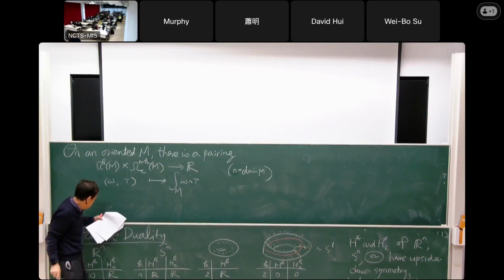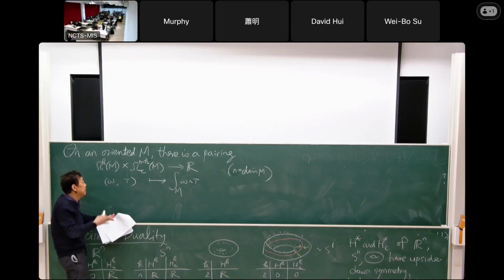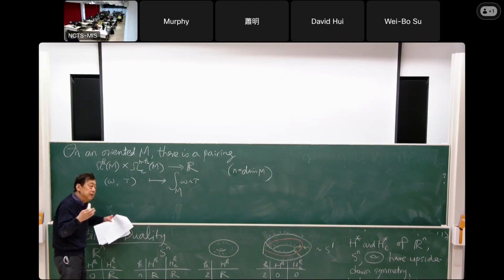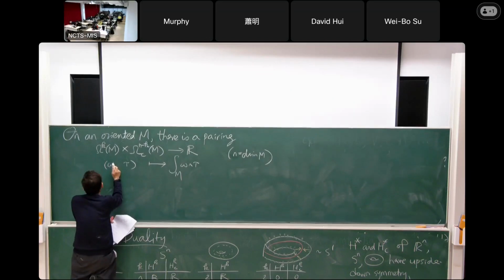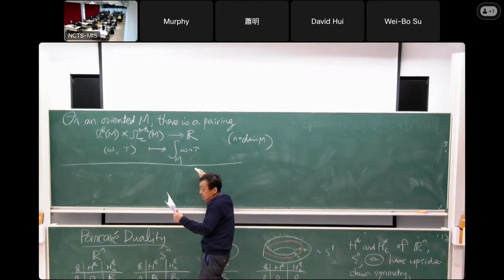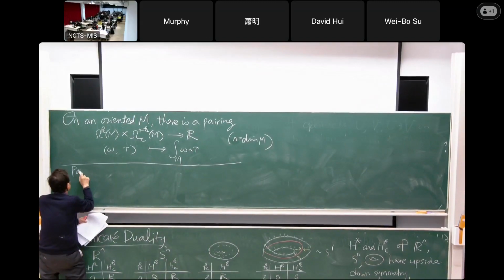And then what we want to show is that this pairing is going to give us an isomorphism between cohomology and the cohomology with compact support in the complementary dimension. And so I'm going to just review some linear algebra.